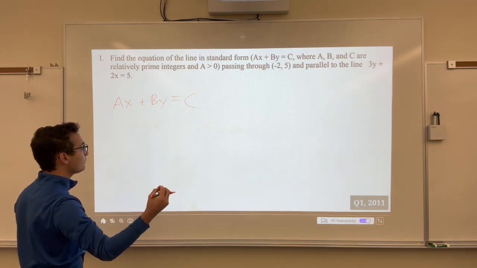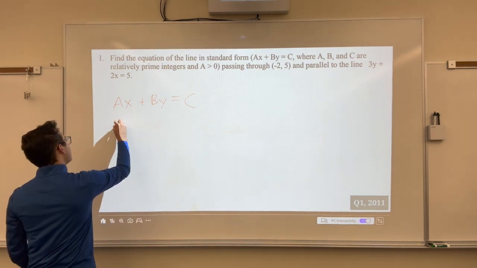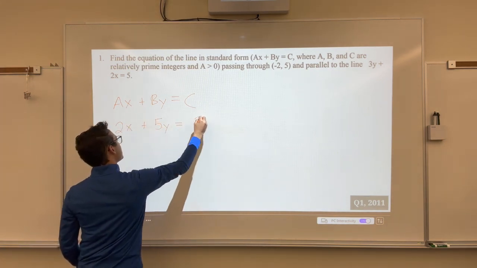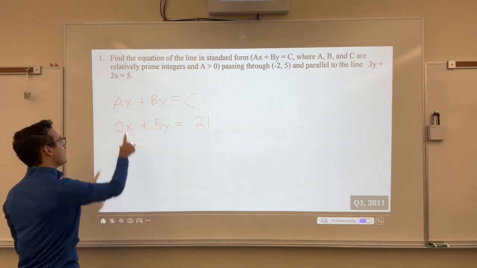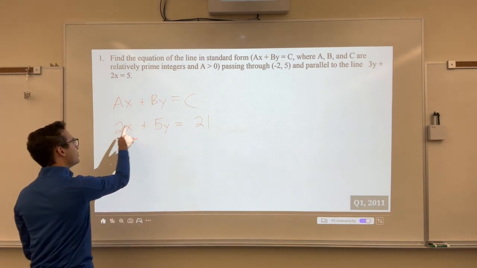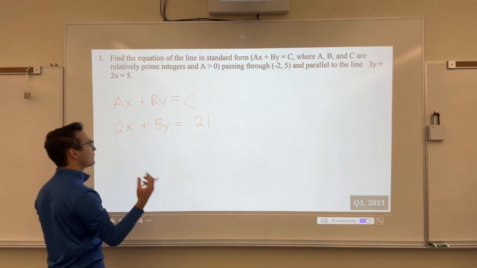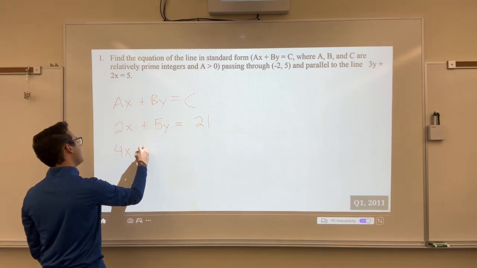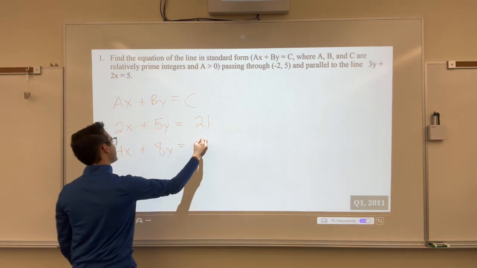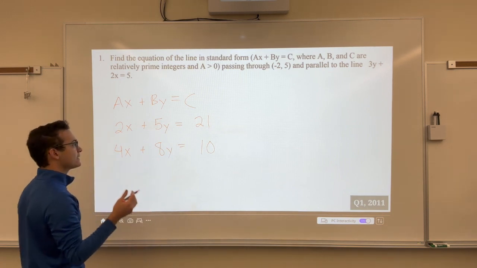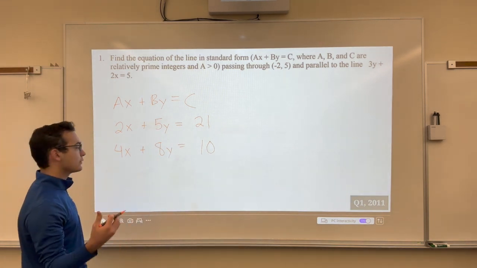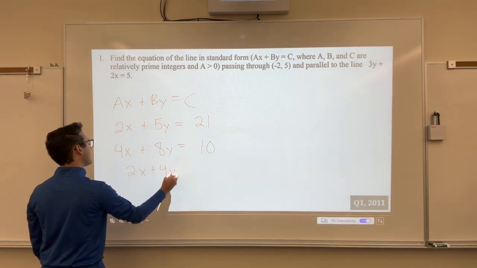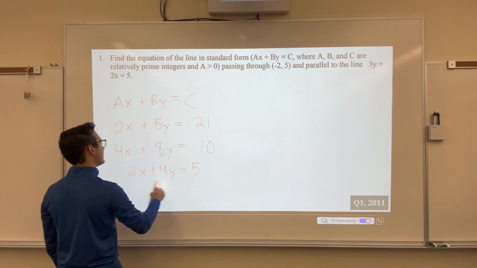is greater than 0. So, for example, 2x plus 5y equals 21 would be valid because 2 is positive and 2, 5, and 21 are relatively prime. However, if I were to do something like 4x plus 8y is equal to 10, well, that would not be in standard form because we can pull out a common factor of 2 and we could express this as 2x plus 4y is equal to 5, and that would be in standard form.